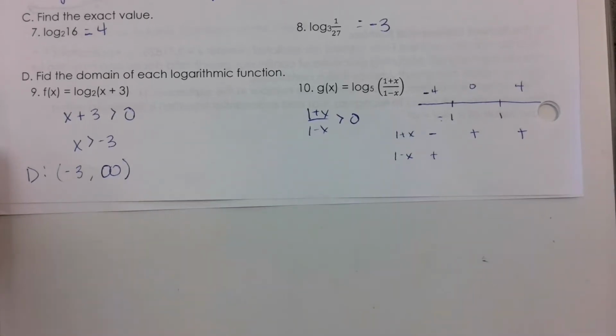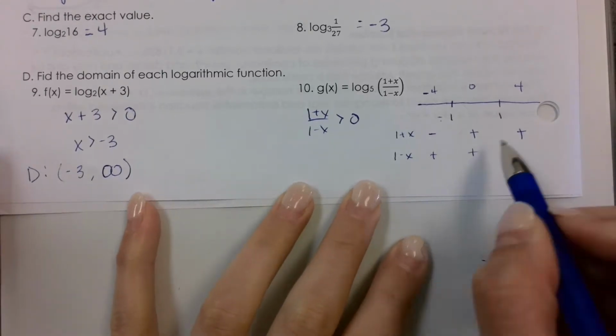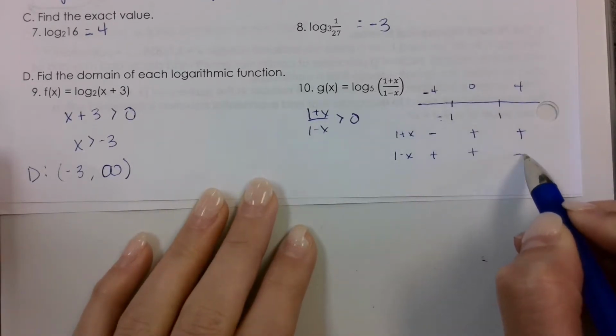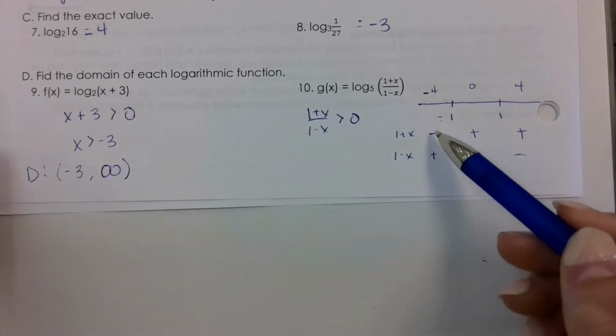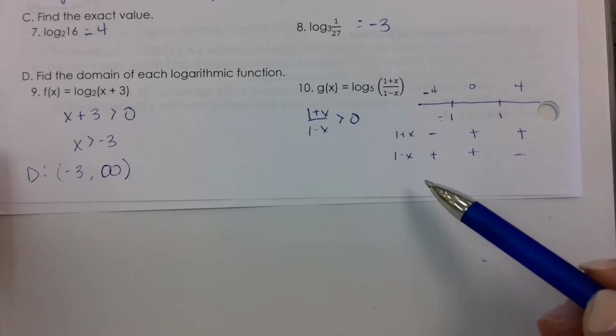If we plug in a 4, 1 plus 4, is that going to give you positive or negative? Positive. Is that okay? Have we done this before? Okay. So then we're going to do the same thing, but we're doing 1 minus x this time. So if we plug in a -4, 1 minus -4, is that going to come out positive or negative? Positive, because you end up adding, right?